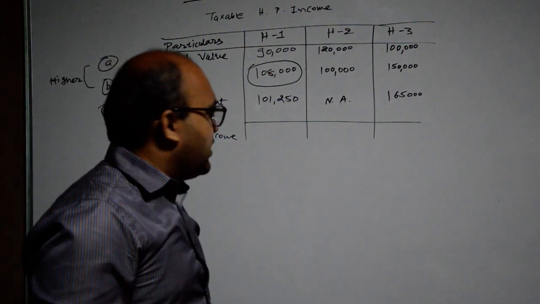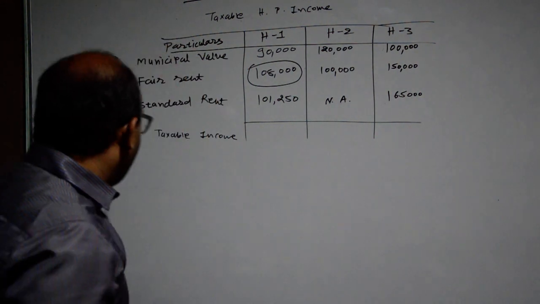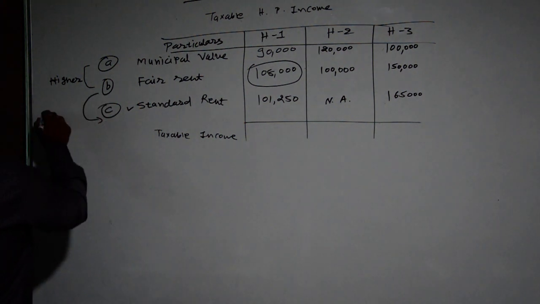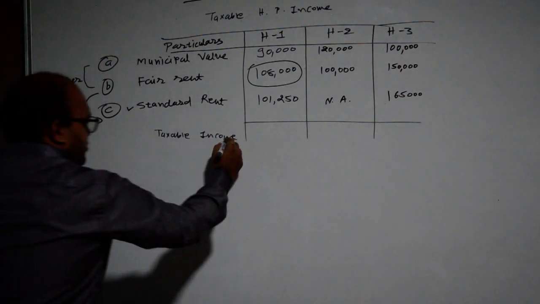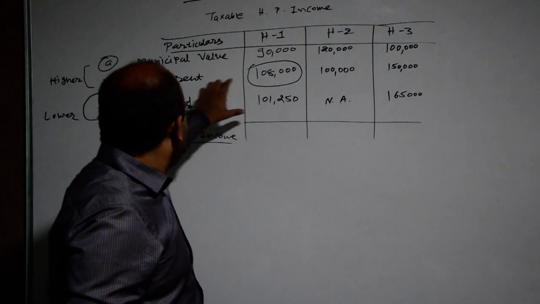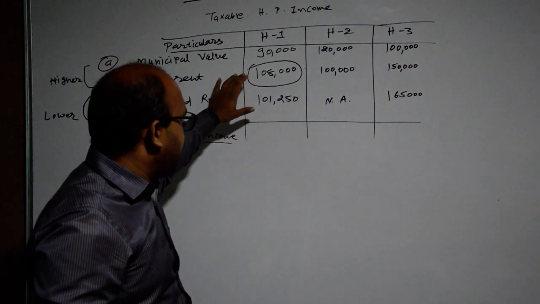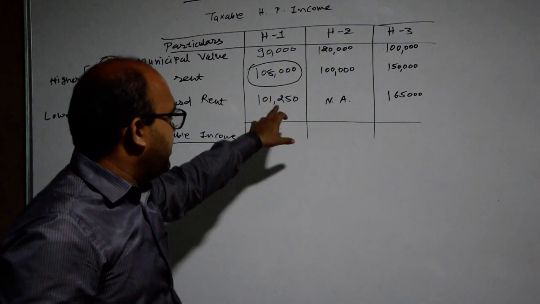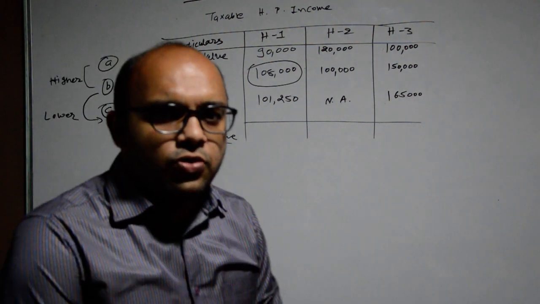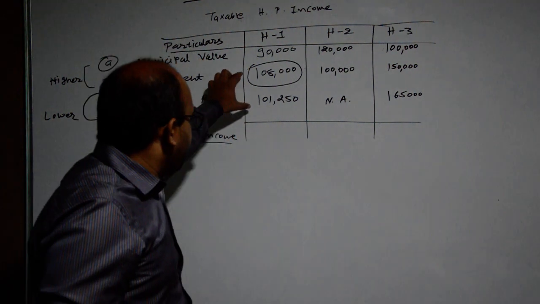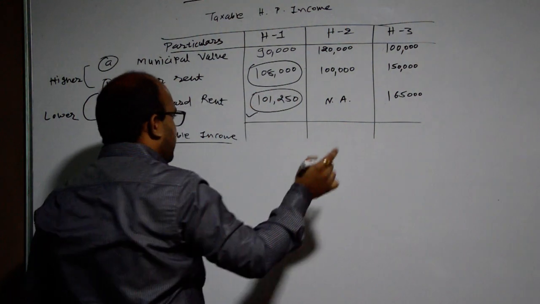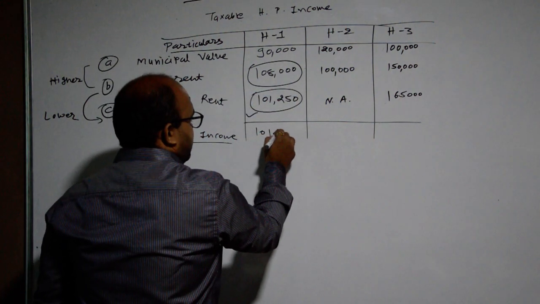So it is rupees 1,08,000, and then you have to compare it with standard rent, and in this second stage the lower amount will be selected, which will be our taxable income. So 1,08,000 will be compared with standard rent. The amount is rupees 1,01,250. So the lower amount will be selected from these both. The lower amount is standard rent, so here standard rent will be considered as taxable income.